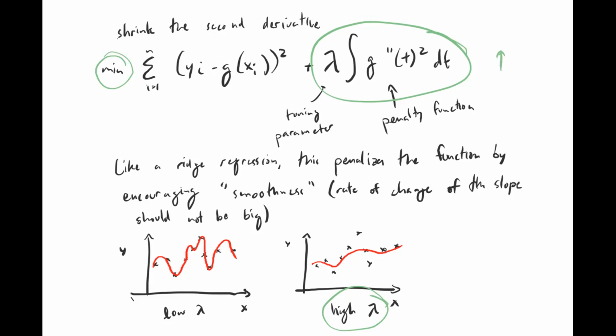And then the question is, well, how do we choose our lambda? And hopefully this is all getting really obvious to everyone. You can choose it by cross-validating against prediction out of sample.